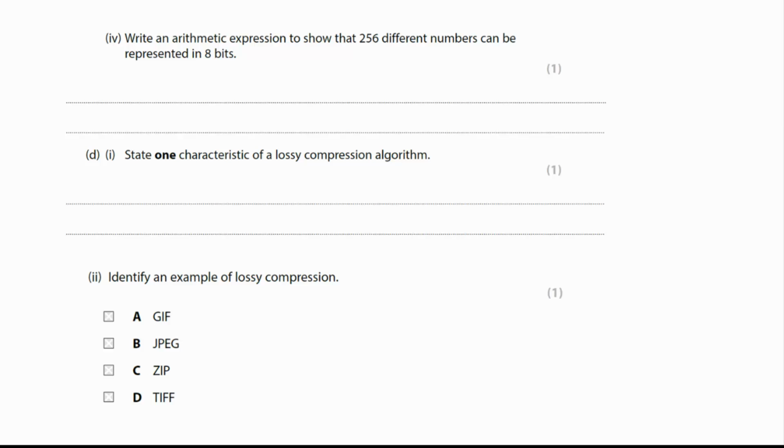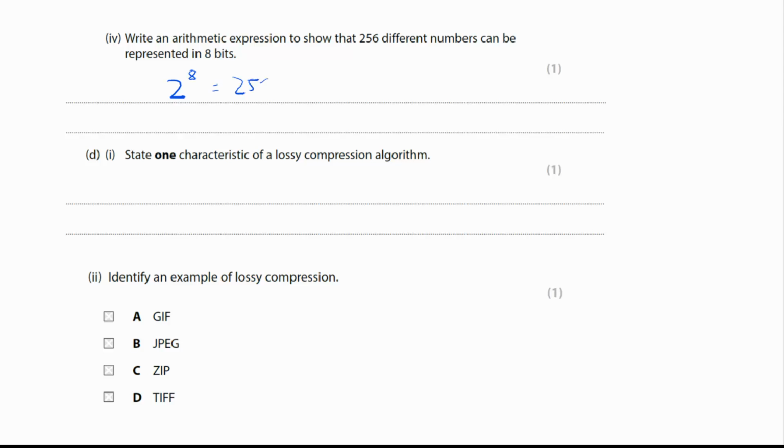Okay, we now have to show that 256 different numbers can be represented in 8 bits, and this is only worth 1 mark. This is going back to what I was trying to explain earlier, to do with 1 hexadecimal digit equaling 4 bits, and to do with combinations. So the format for this is, as the base, you write the base of the numbering system. We're looking at binary, so you write 2, and then the power, the exponent, is how many we're looking at. So we're looking at 8 bits, so it's 2 to the power 8, which equals 256.